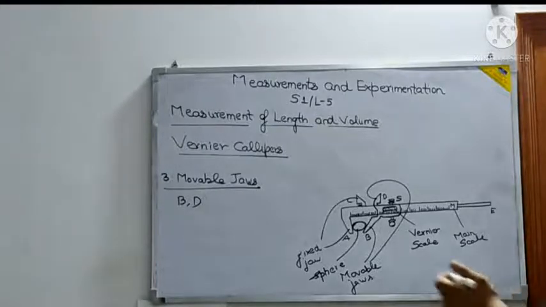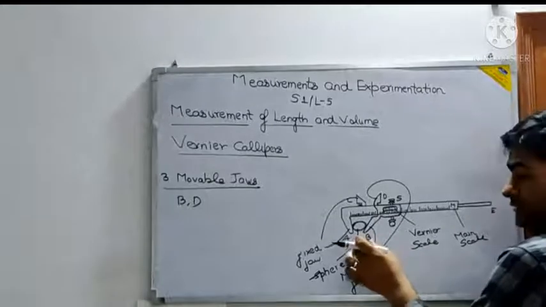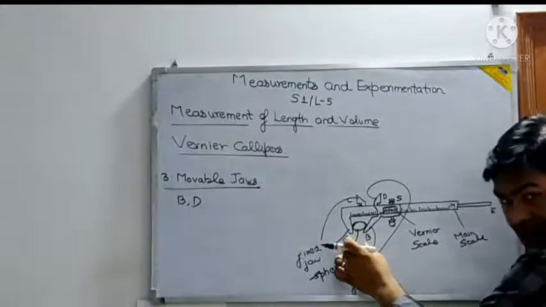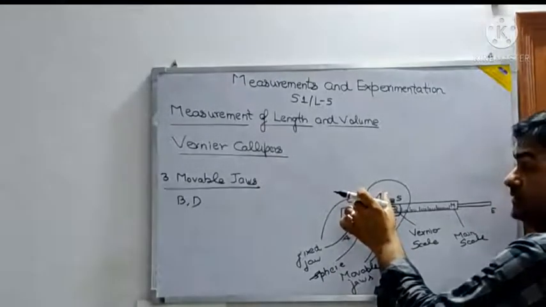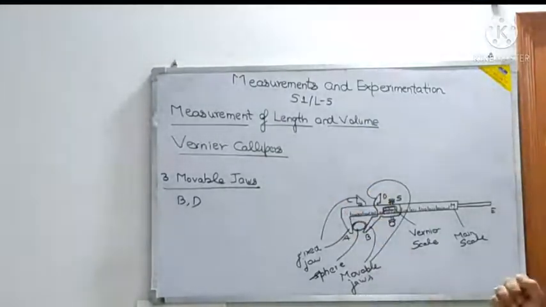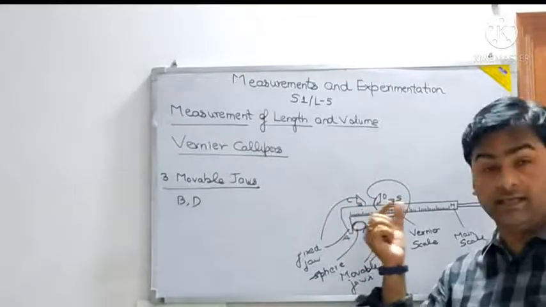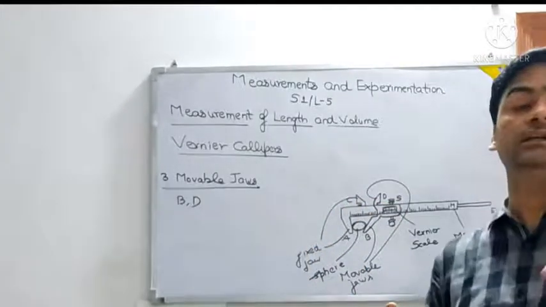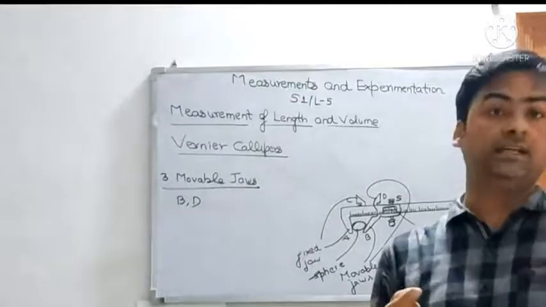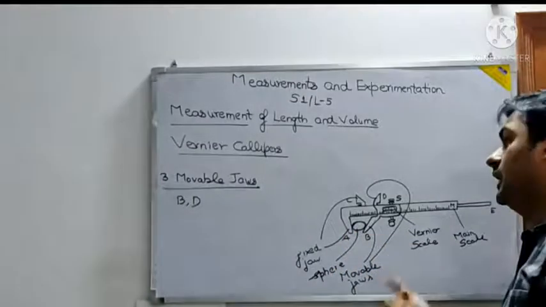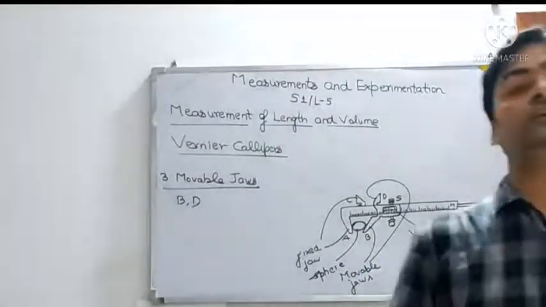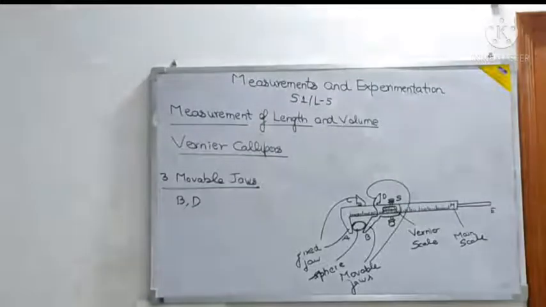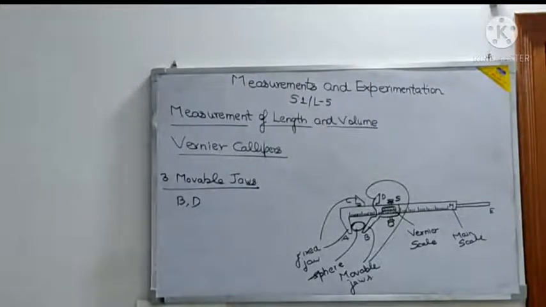Now see, these jaws A and B are used for measuring what? External dimensions. These jaws C and D are used for measuring the internal dimensions. Internal dimension means internal radius, inner radius. Some objects are hollow from inside, so inside there is some other radius, inner Ri, and outer is Ro. You have done these questions in class 8 also, when thickness is to be calculated, outer radius and inner radius are given.